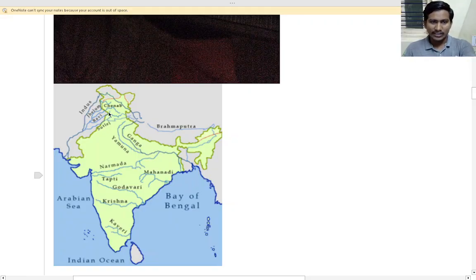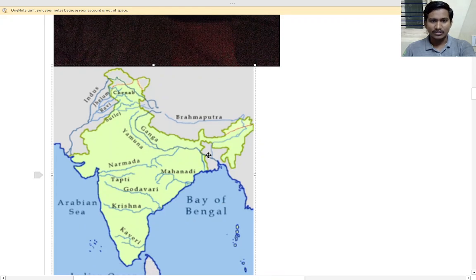Here is the largest delta, the Ganga Brahmaputra delta. And the Indus, Jhelum and all the Himalayan rivers join and flow into the Arabian Sea here.